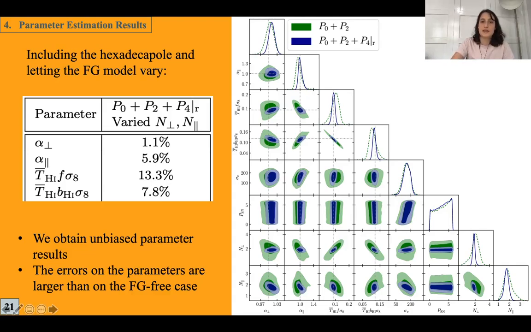Here you can see, again, we first include just the monopole and the quadrupole, and then we include the hexadecapole at a restricted range. When we include the hexadecapole, we do also get good results on the uncertainties of our parameters, but the uncertainties are larger now because we have 2 extra free parameters. But the most important thing here is that we can get back unbiased parameter results when we include our foreground model. And it would be interesting to keep checking this foreground model on different simulations or more complicated foregrounds and see what we get.